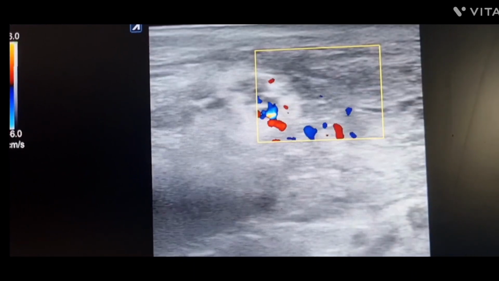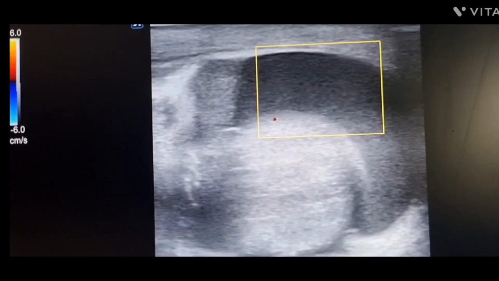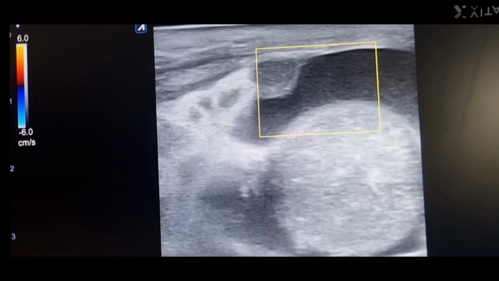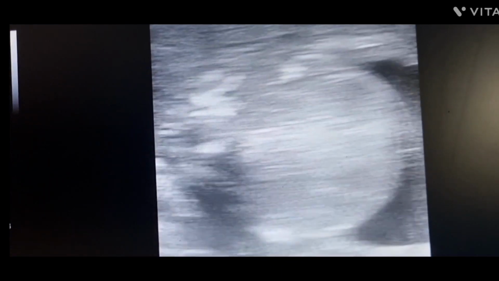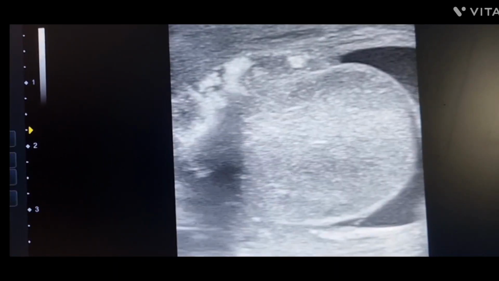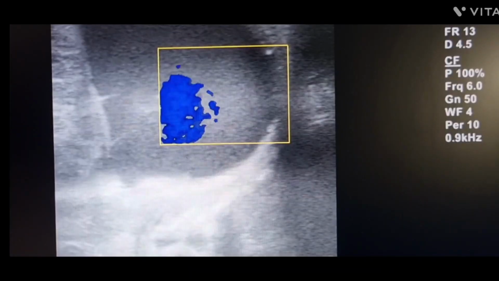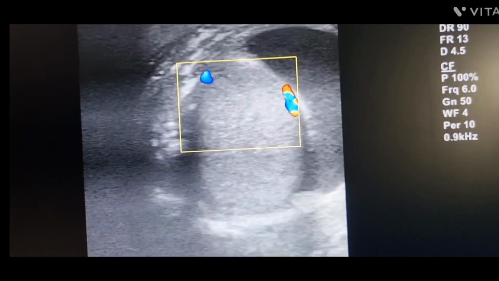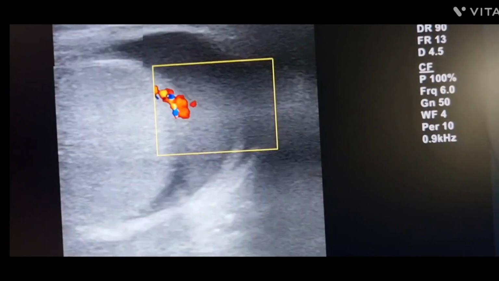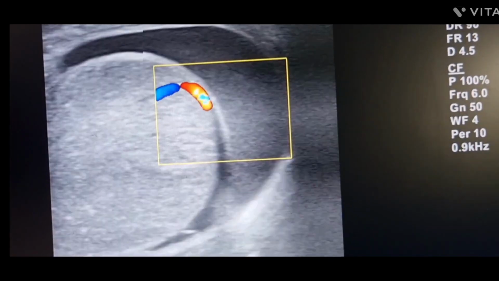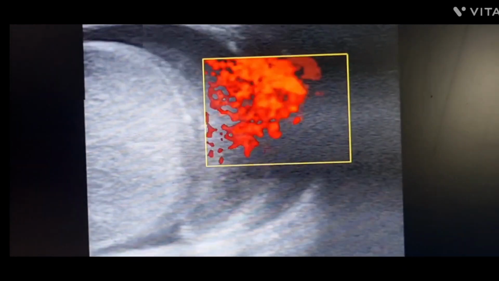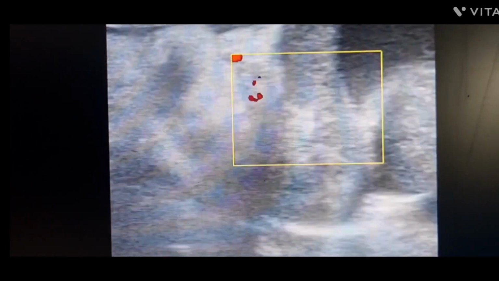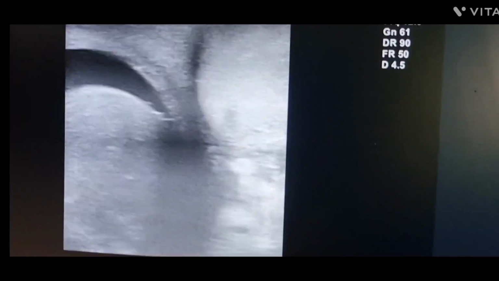On color Doppler, we see increased vascularity in the spermatic cord and epididymis. But the good thing is that the testis does not show increased vascularity on color Doppler. This is the hypoechoic fluid around the testis, and we can see there is septation in it. On color Doppler, there is not much increased vascularity in the testis. And this is the epididymis. Now let's compare with the left testis.